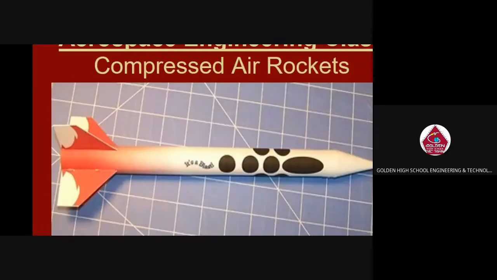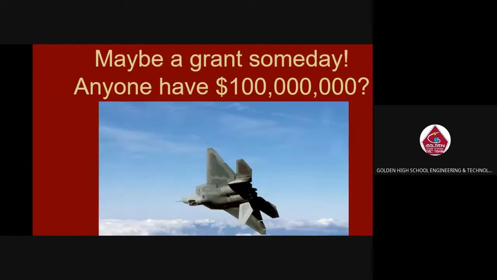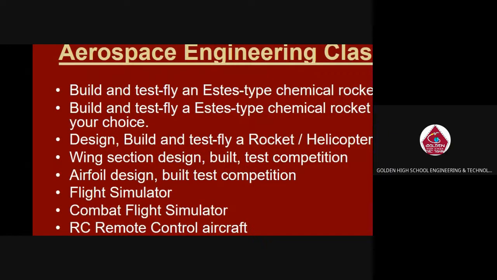We do compressed air rockets. These go over a home run distance. Maybe if I got a grant someday. That's an F-22 Raptor. We design, build, and test fly Estes type chemical rockets. We do an alpha rocket and then a rocket of your choice.